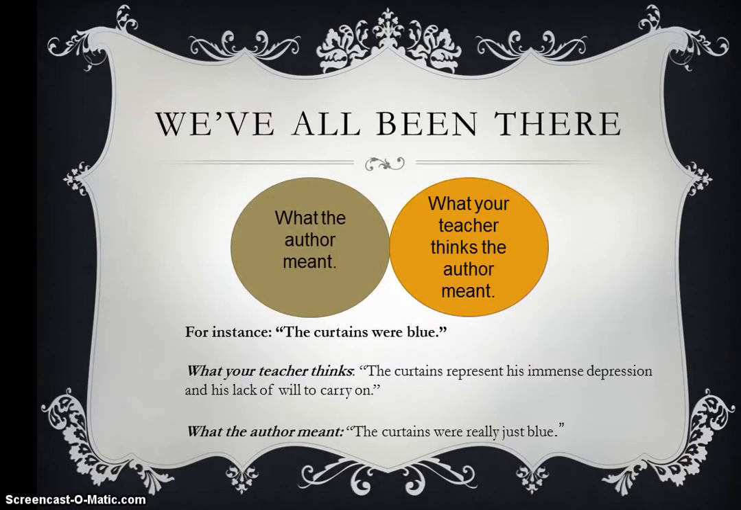So we've all been there together. You may have seen this graphic on Facebook or Tumblr or some other website. You notice there's a Venn diagram, but neither oval overlaps. On one side, what the author meant, and on the other side, what your teacher thinks the author meant. For instance, the curtains were blue. What your teacher thinks: well, the curtains represent his immense depression and his lack of will to carry on. What the author actually meant is, well, the curtains were really just blue. And sometimes that's the way it is.